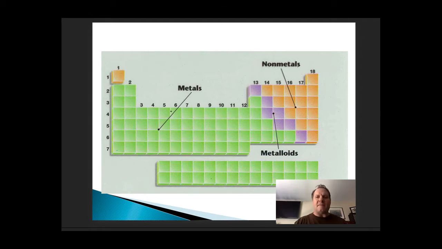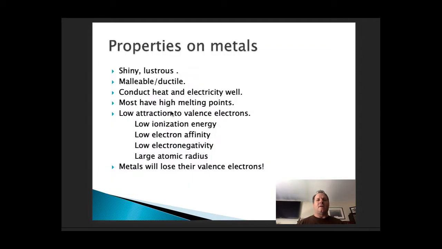So what does it mean to be a metal in the first place? Well, let's talk about what metals are. They're shiny and lustrous. They're malleable and ductile, meaning if you hit them with a hammer, they're going to dent, or you can draw them into wire. They conduct heat and electricity well. That means they hold their electrons fairly loosely. Most of them have high melting points. The metal mercury obviously has a low melting point as an exception. It's a liquid at room temperature.